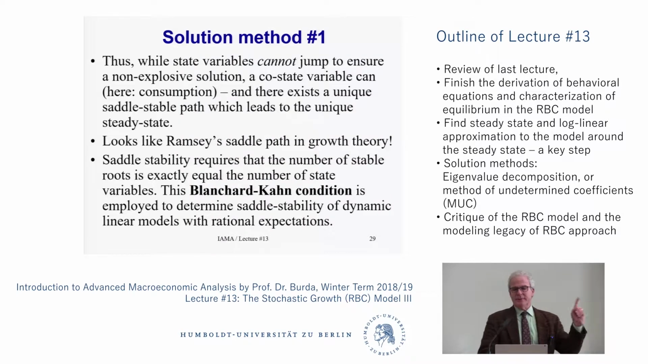So saddle stability in this model is the condition that the number of stable roots is equal to the number of state variables. We had two state variables in this reduced RBC model, capital stock and technology. They depend on the past. They can't be changed by choice. Okay? C_t is a linear combination of those, and the Blanchard condition says that basically you've got to have two roots inside the unit circle for A. And that's something we can actually check.